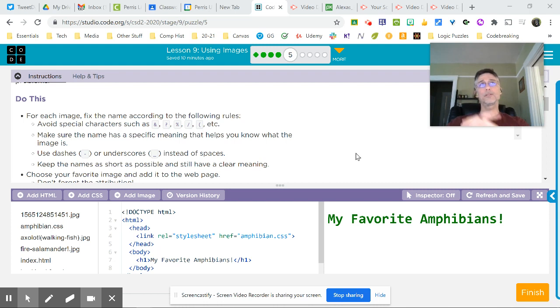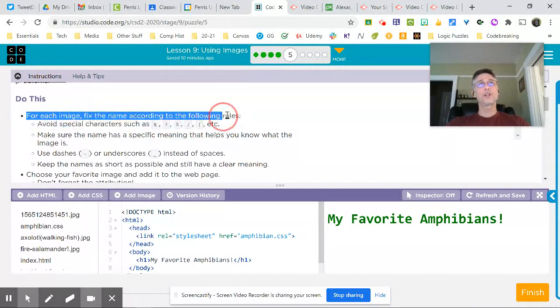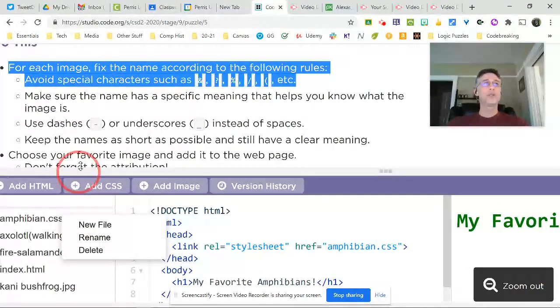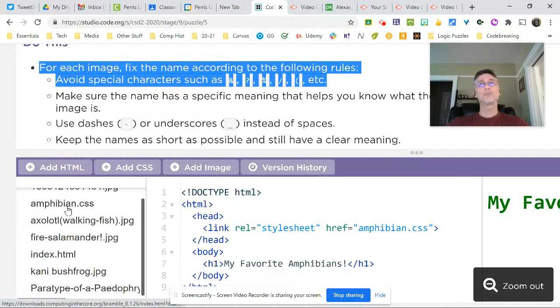Right, boys and girls, lesson 9, level 5. Let's jump straight into it, okay? Do this: for each image, fix the name according to the following rules. What they mean by that is they want you to look at the file names over here in the left-hand column and fix them because they have some problems.